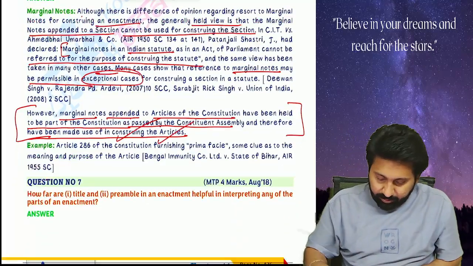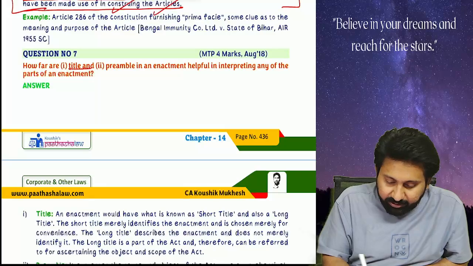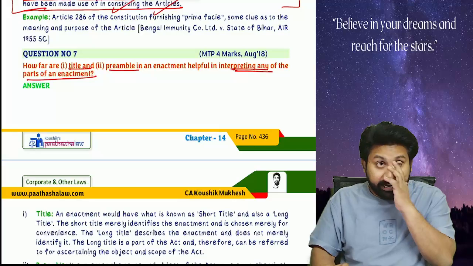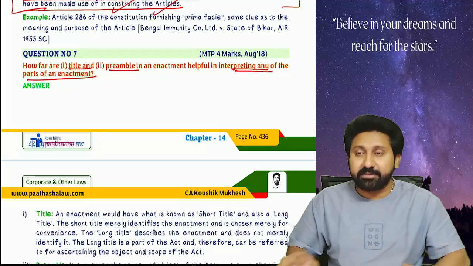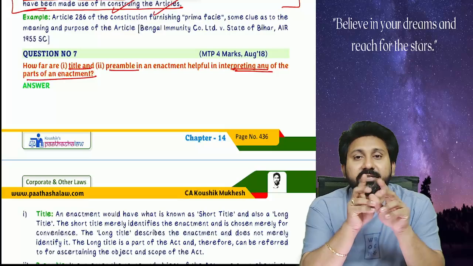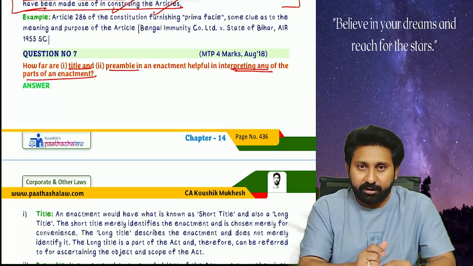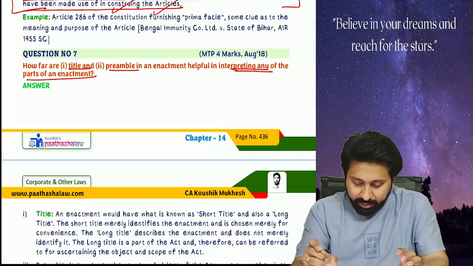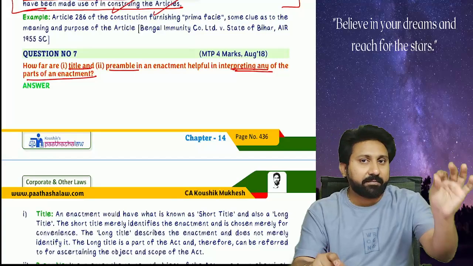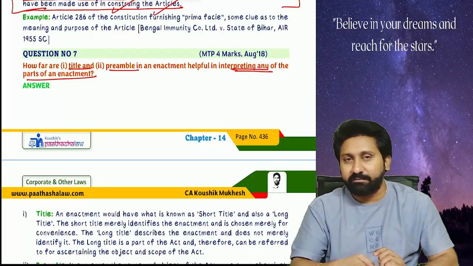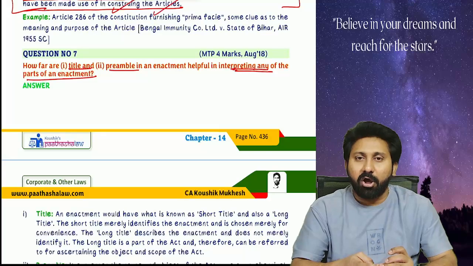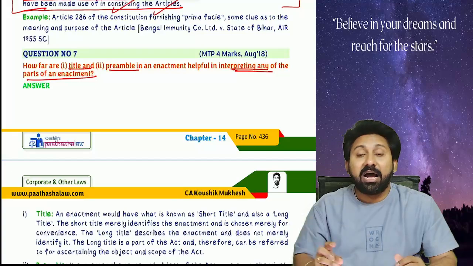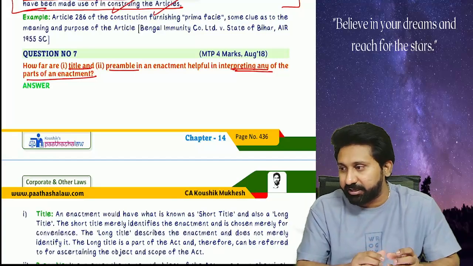Next one. How far do title and preamble help in interpreting any parts of an enactment? First, let me explain the title concept. There are two types of title. One is a short title, another one is a long title. Short title means it will just refer to the law. Short title identifies the enactment. Like this, you have to write in the exam. Long title will not just identify the enactment, but it will ascertain the object and scope of an act.